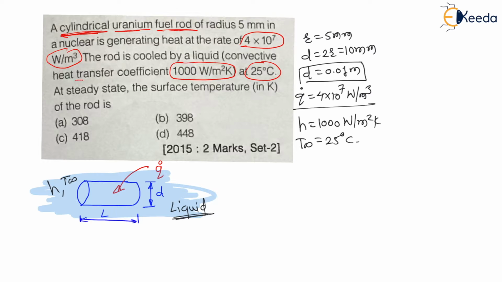So my dear students, for a steady state condition, they have mentioned a very important condition. At a steady state, the surface temperature in Kelvin of the rod is. Now my dear students, at a steady state, what will be the surface temperature? The surface temperature is also called wall temperature. So at a steady state, the surface temperature or wall temperature of this rod. So let us find this wall temperature or surface temperature.